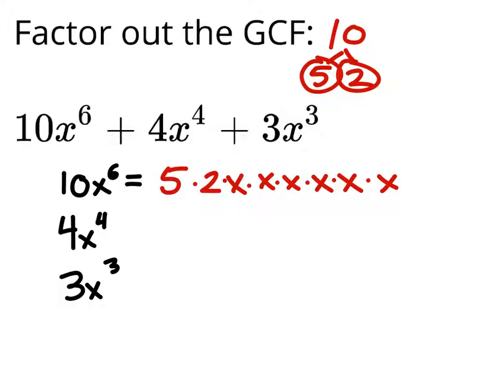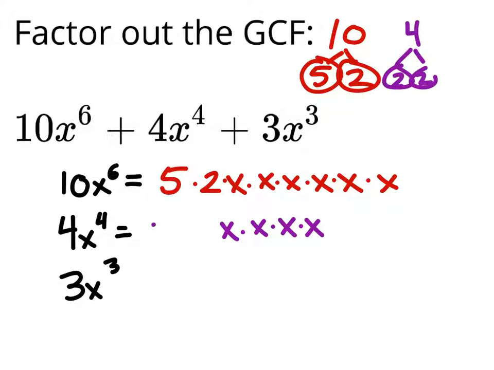Now let's look at 4x to the power of 4. I know I've got 4 x's being multiplied together because of that exponent of 4. But 4 just splits up into 2 and 2, which is nice. So that's 2 times 2 times the 4 x's. Next up, I've got that 3, which is already prime, and then I've got 3 more x's.